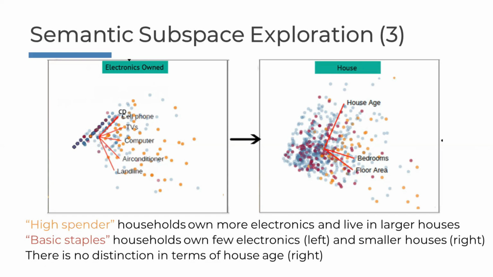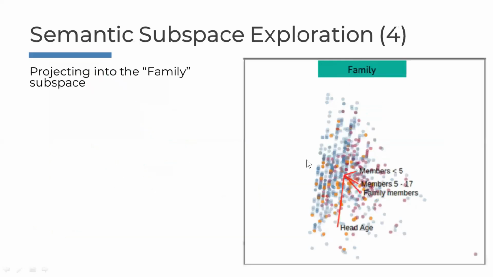But they're mostly the basic staples people. They tend to have smaller houses, right? The houses that have only one bedroom and don't have a big floor area. But in terms of house age, it really depends. They're spread well over all of these, right? So that's another insight we can get from this.